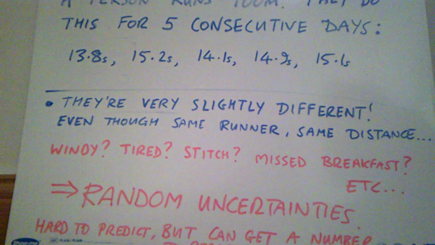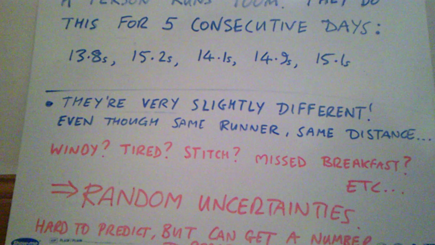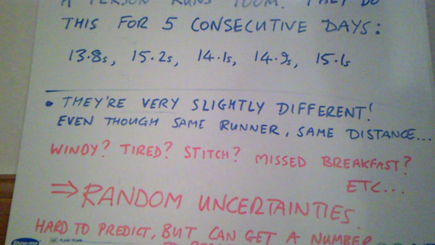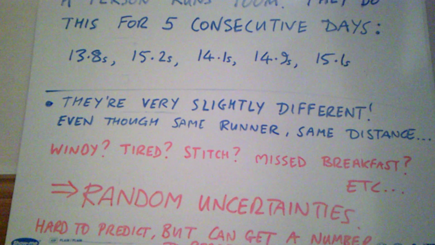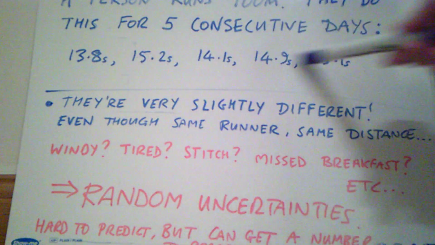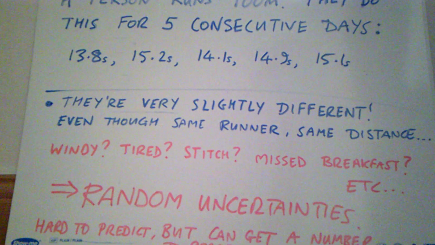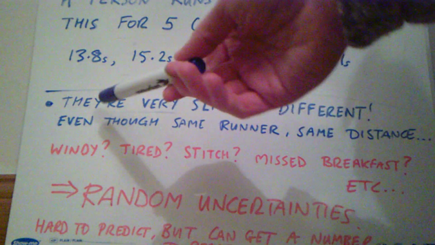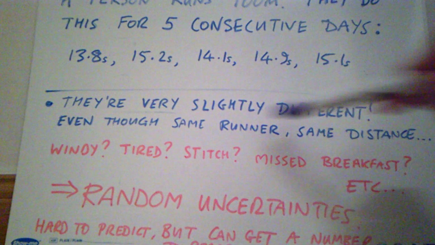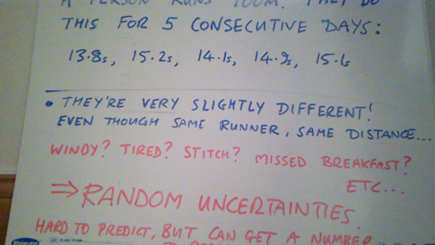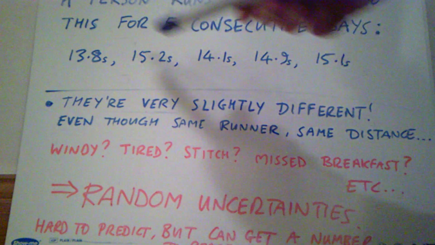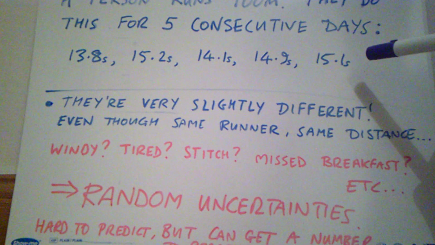Now we're on to uncertainties. So a person runs 100 meters. They do this for 5 consecutive days, and these are the times they get. Now notice, even though it's the same person, these times are very slightly different, even though it's the same runner running the same distance. Now why would they be different? And you can see that they probably would be different.